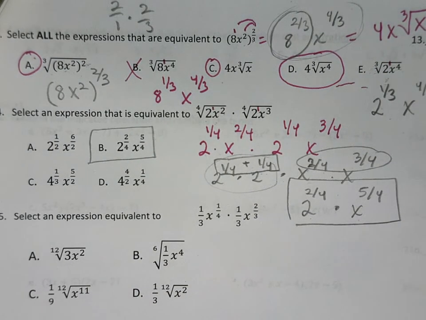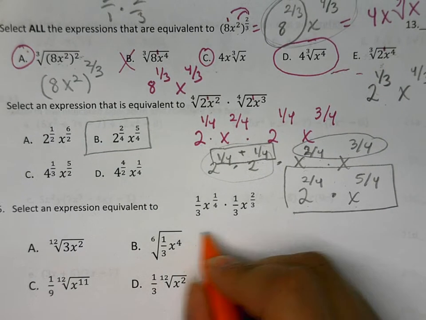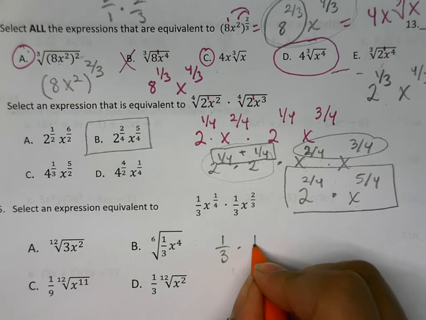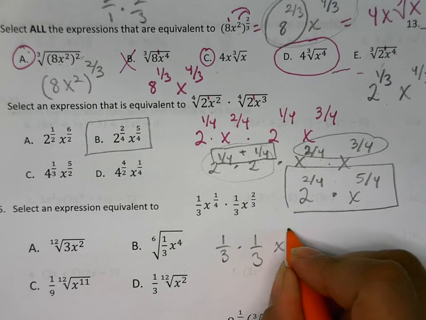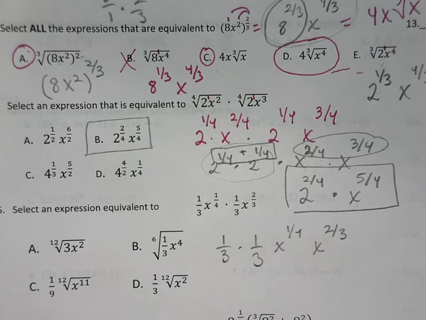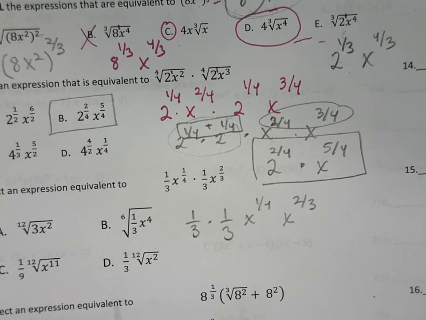Okay, next one, select an expression equivalent to this. I'm going to rewrite it because multiplication is commutative. 1/3 times 1/3 times x to the 1/4 times x to the 2/3. All right, I'm gonna give you guys a few seconds to do that one on your own.